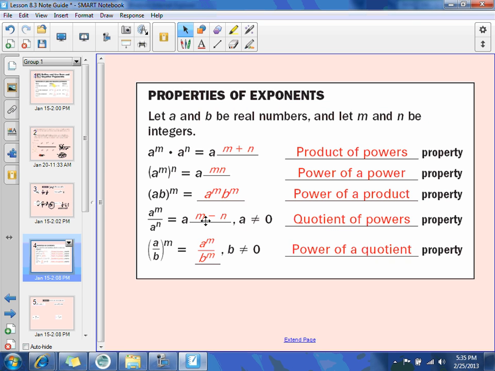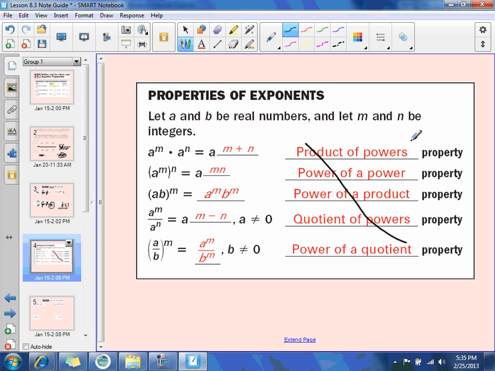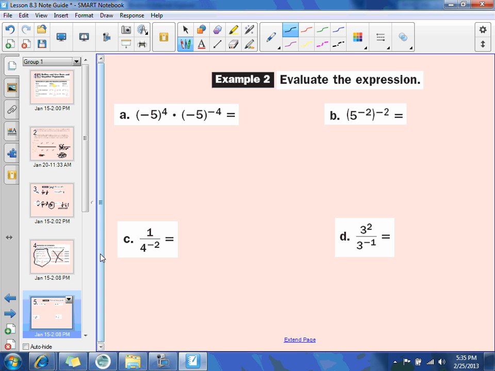These are all the properties we've studied so far. You're more than welcome to pause this. I will tell you though, you do not need to know the names of the properties. You just need to know what to do with them. So here are some checkpoints.